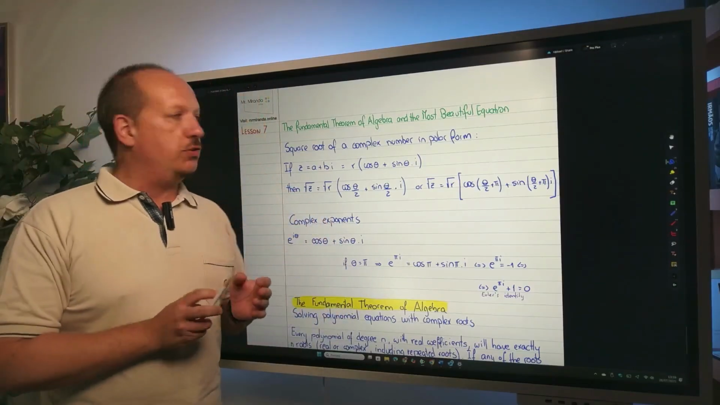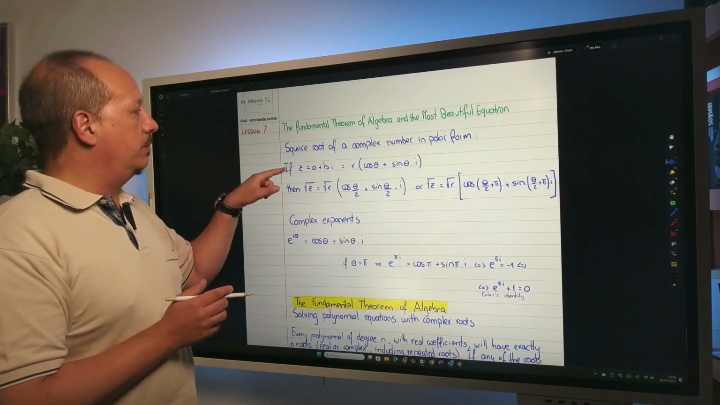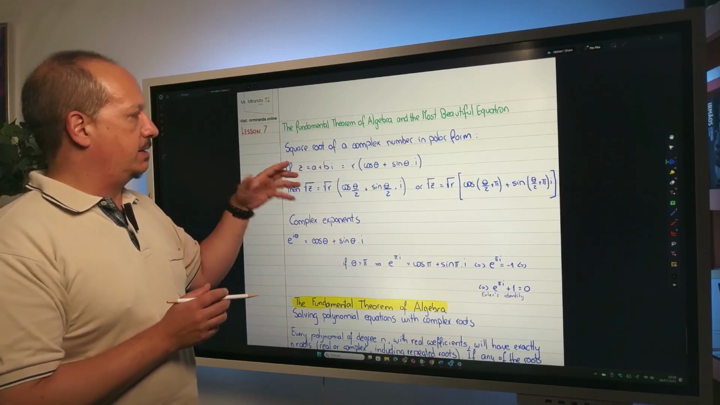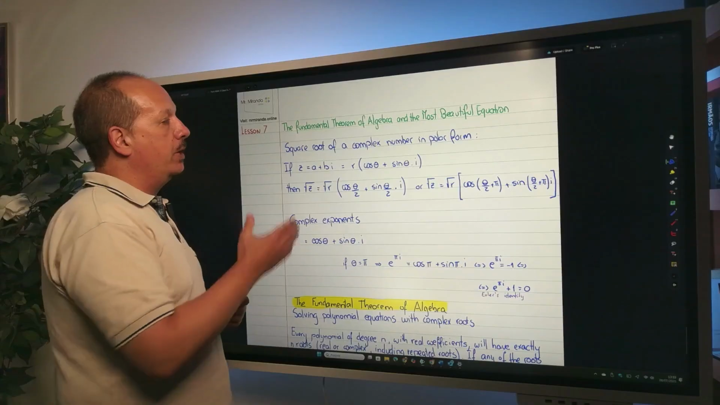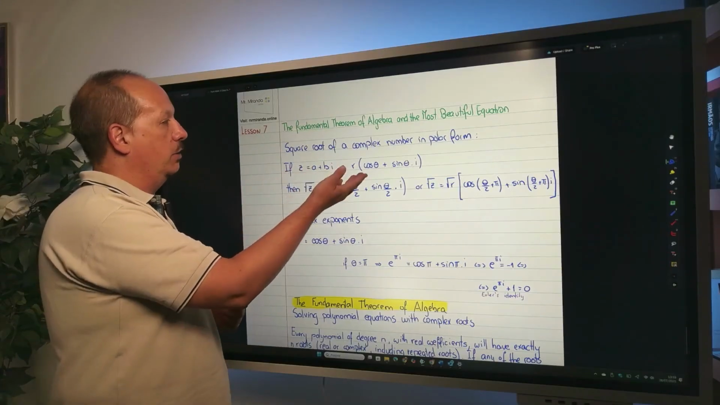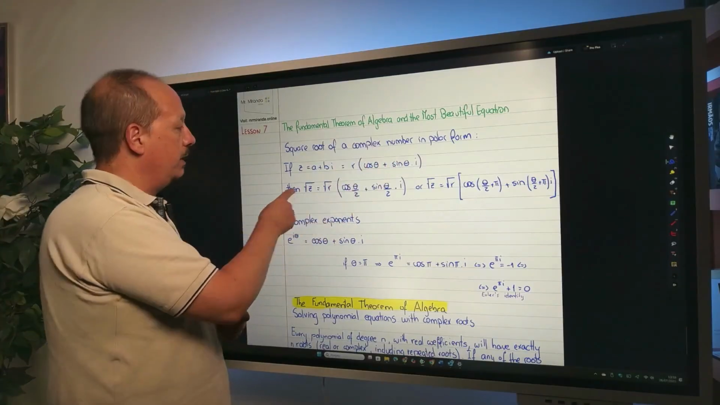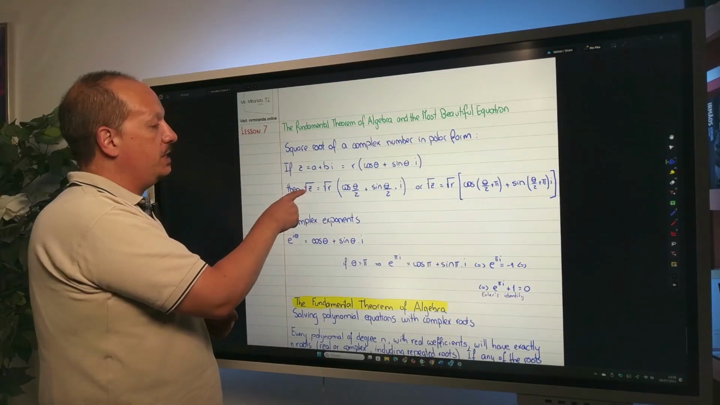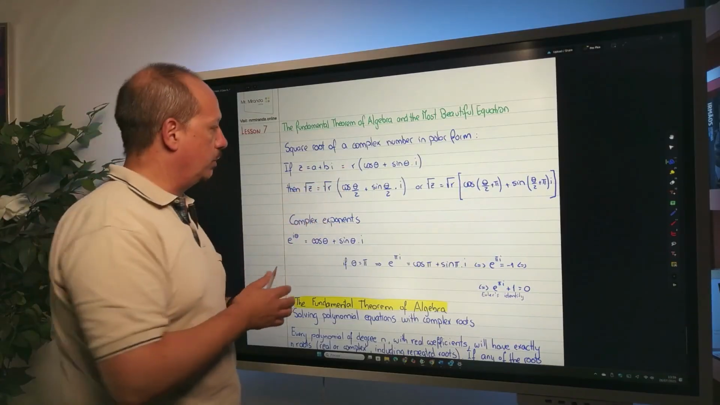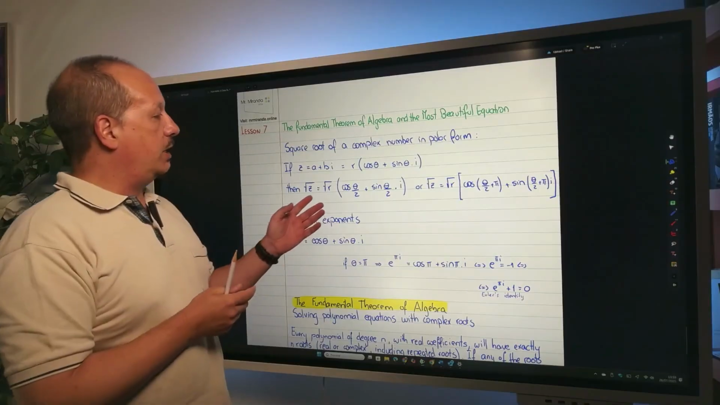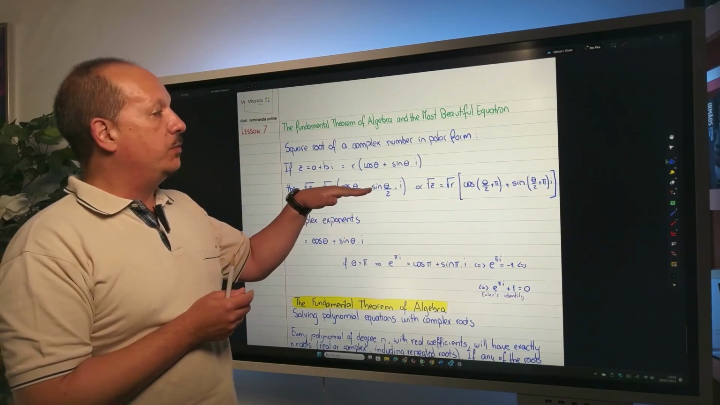Again, I'm not going into details, but if you have a complex number represented by its normal form, a plus bi, then you already know that in the polar form you're going to have this. So the square root of z is going to be given by what? By the square root of r, the square root of the modulus. And what is happening to the argument? It's being divided by 2.